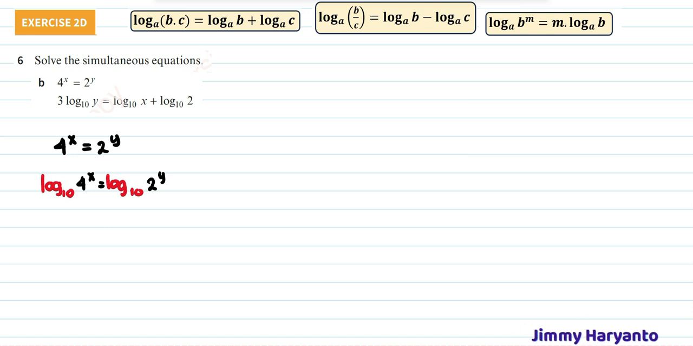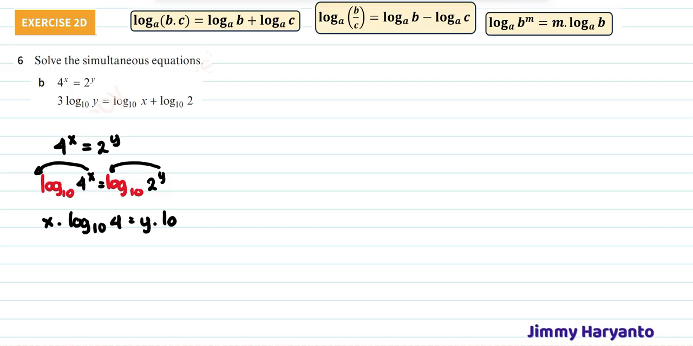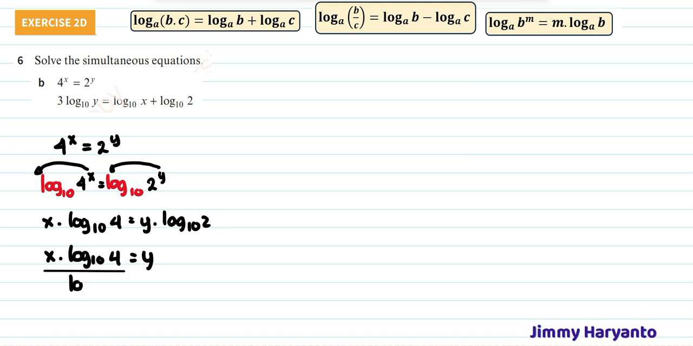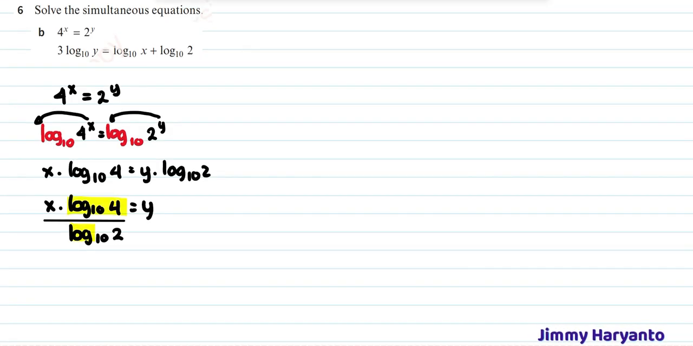Okay, let's do this. So after that we have powers, that means we can move them to the front. So x times logarithm base 10 of 4 equals y times logarithm base 10 of 2, and then we can get the value of y equals x times logarithm base 10 of 4 divided by logarithm base 10 of 2. Actually we can calculate this using your calculator. It will give us a good number, and the result is 2, so y equals 2x.